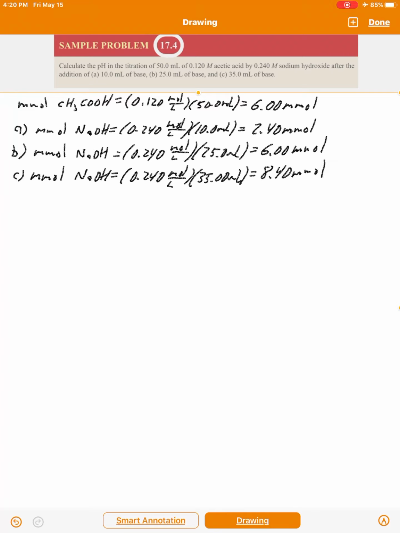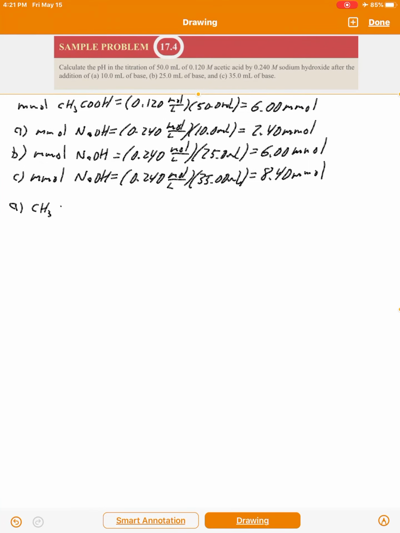Okay, so it looks like what happens is in part A, the excess reactant is the acetic acid. In part B, it's the equivalence point because they're equal to each other. And then in part C, we have excess sodium hydroxide. Okay, so let's do part A first. In part A, we have acetic acid reacting with sodium hydroxide, forming water and sodium acetate.